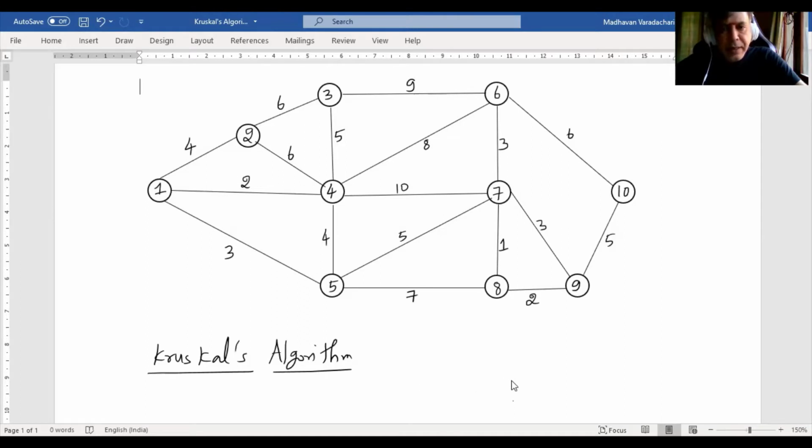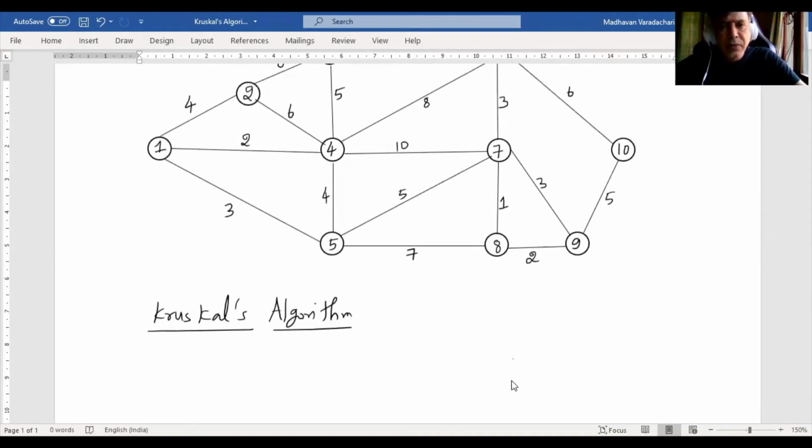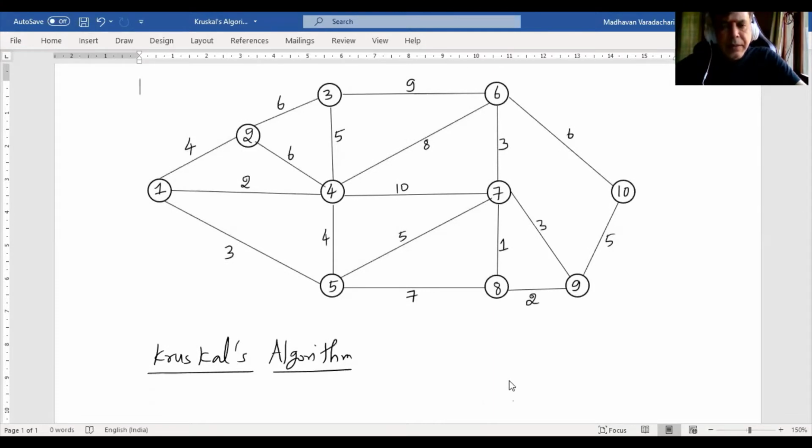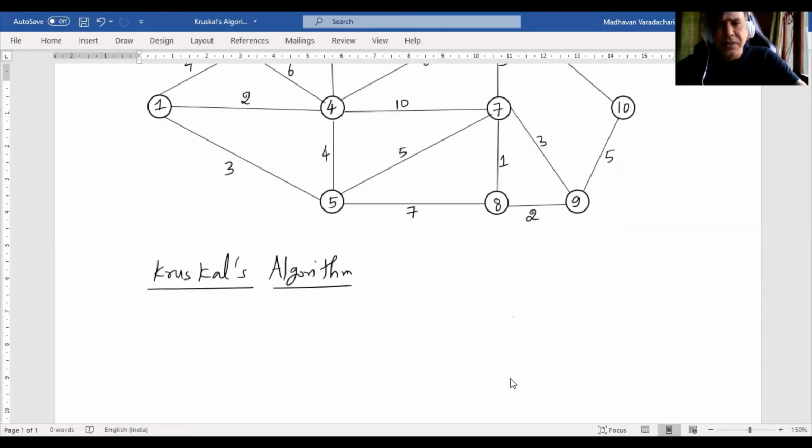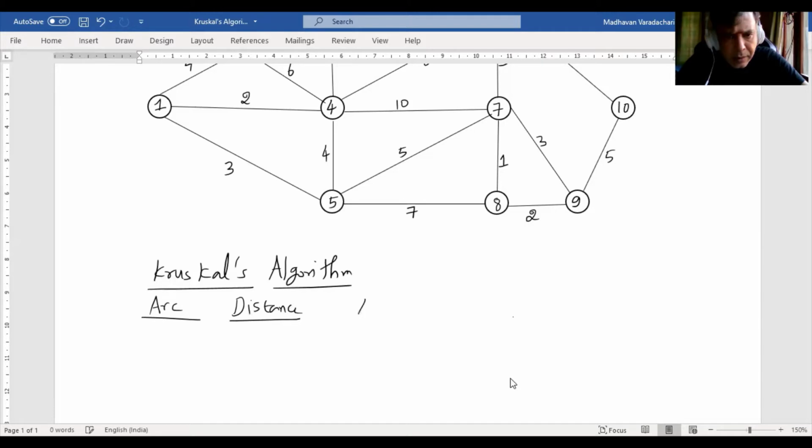K-R-U-S-K-A-L apostrophe S algorithm. In this algorithm, first we have to identify the arcs and distances in non-decreasing order, meaning the least distance will be written first. That means I will write here arc and then the corresponding distance. Again, arc and the corresponding distance, arc and the corresponding distance.